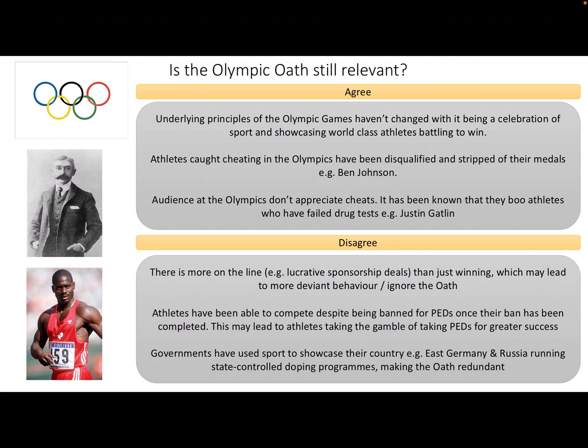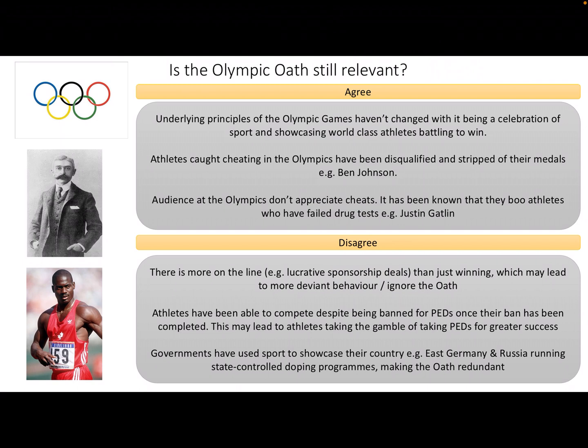The first one there is, the Olympics are still seen as the showcase sporting event in the world. It is still seen as the biggest sporting event, okay? It is still showcasing world-class athletes giving of their best to win. It is still seen as a celebration of sport, okay?